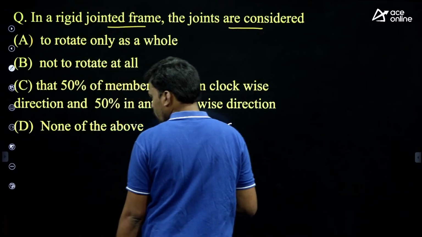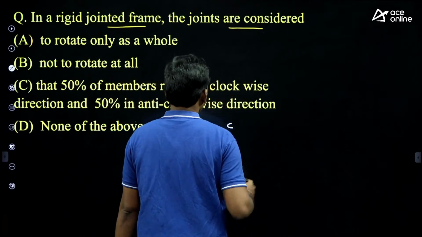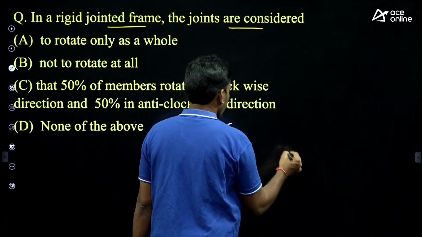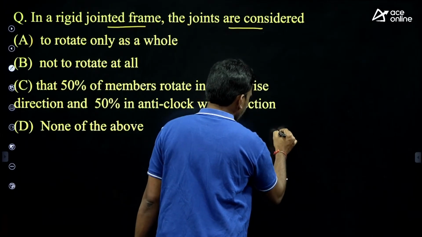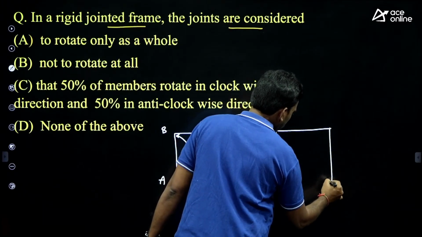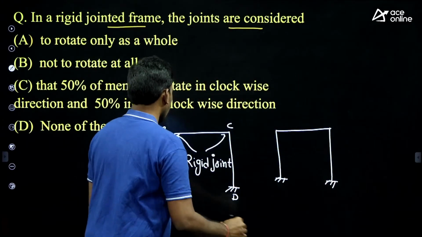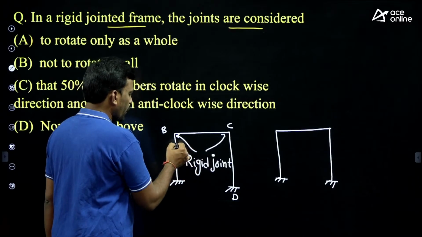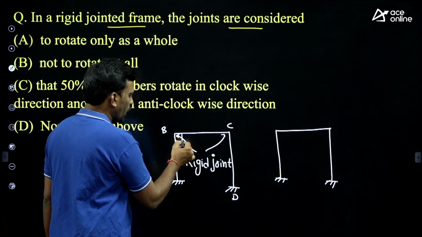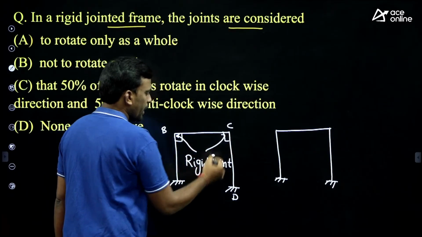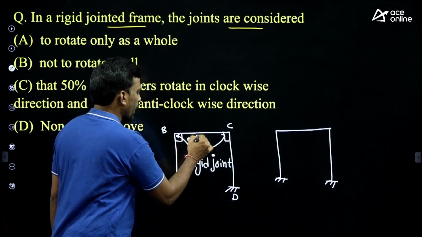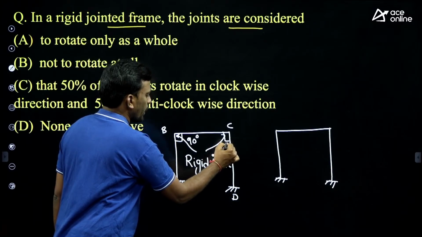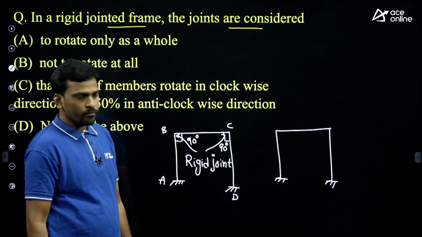Prince, option B, no. Anyway, just look here. This is before loading. What is the included angle between the members for this diagram? It is 90 degrees, right? The included angle between the members is 90 degrees before loading.